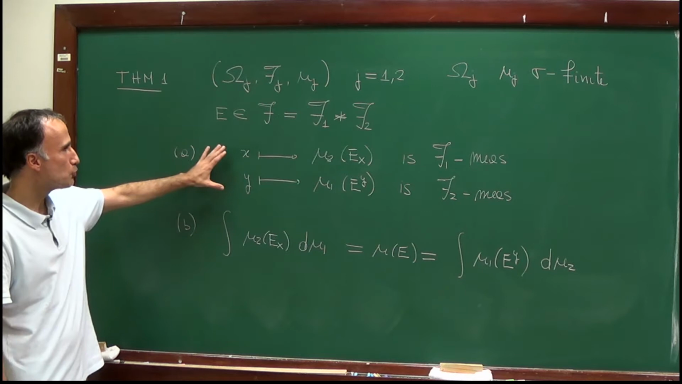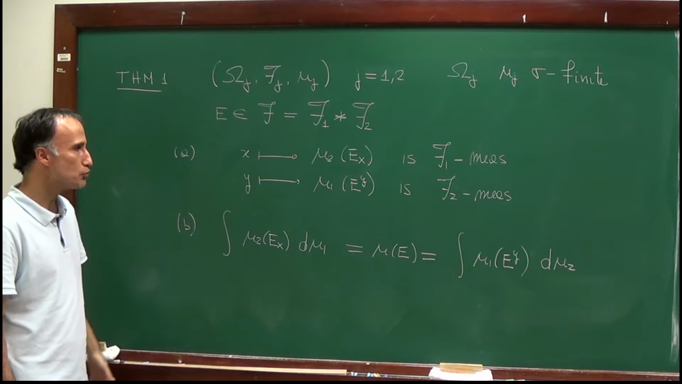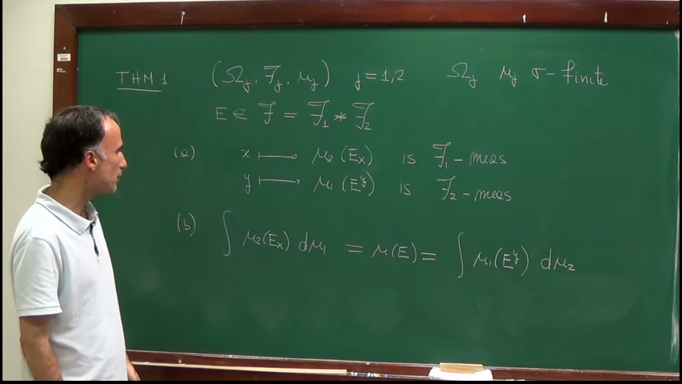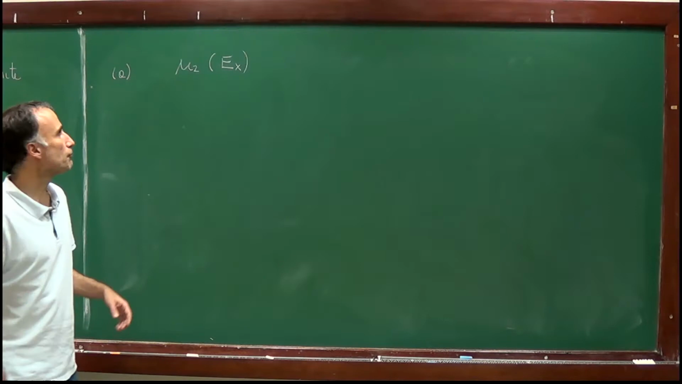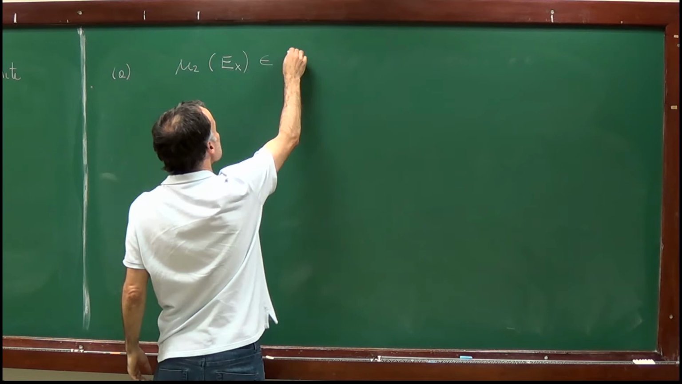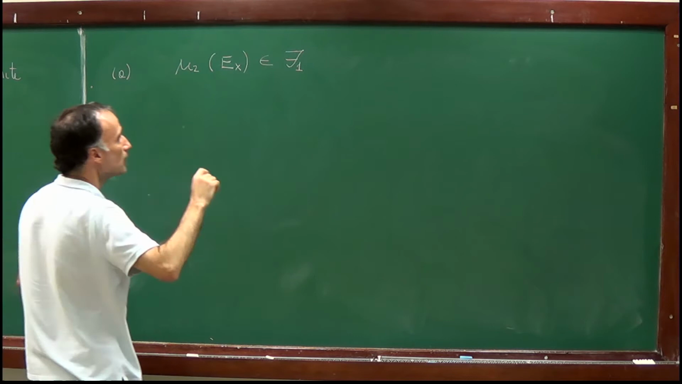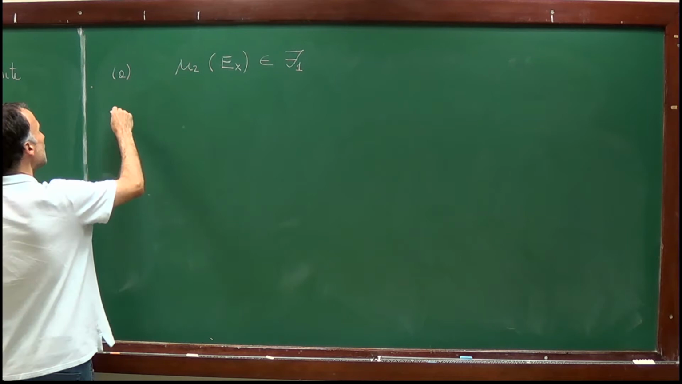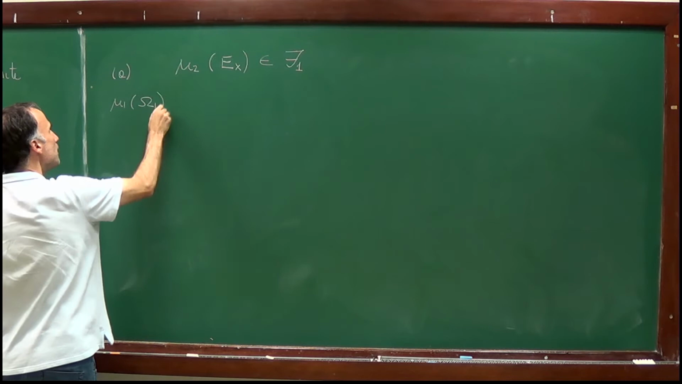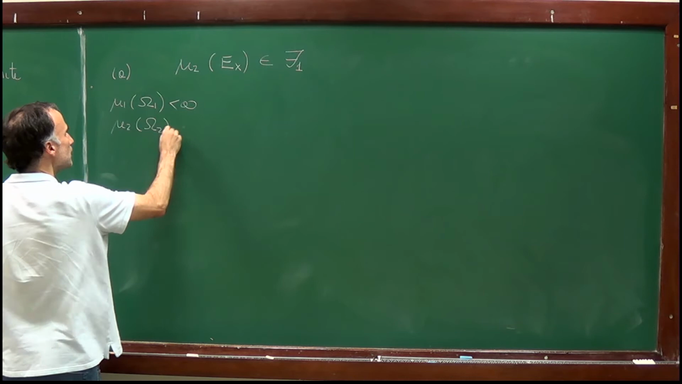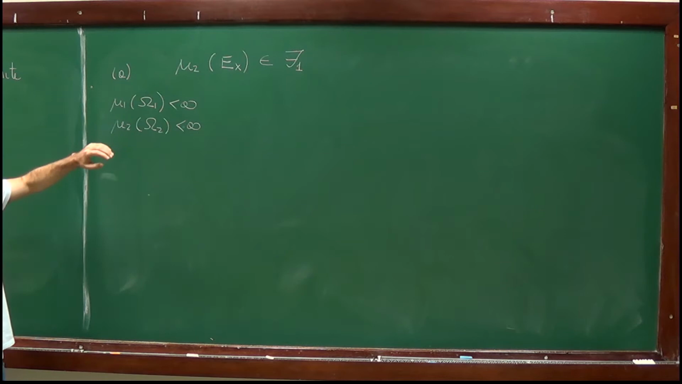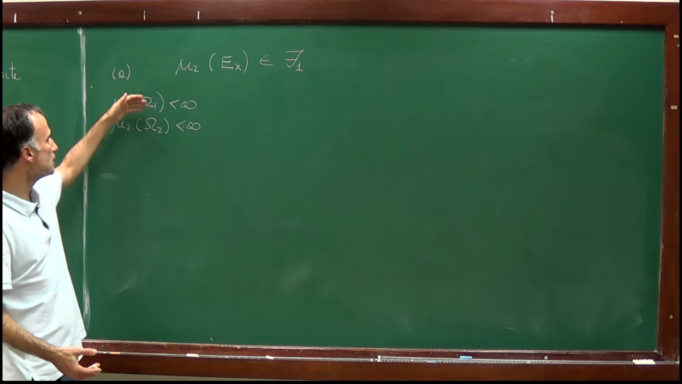So we will first prove that these functions are measurable. Then we will prove these two identities. So the first statement is that this function, as a function of x, is F1 measurable. Let's prove this statement. Remember, I'm assuming that the space is sigma finite. So let me suppose first that mu 1 of omega 1 is finite, and mu 2 of omega 2 is finite. So let's assume that both spaces have finite measure, and let's prove this claim. And then we will just use the sigma finiteness of these spaces in order to extend this result to the general case.